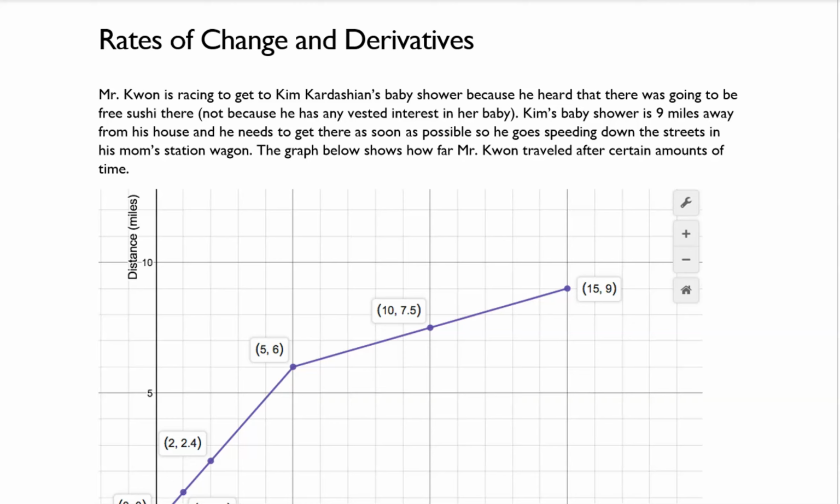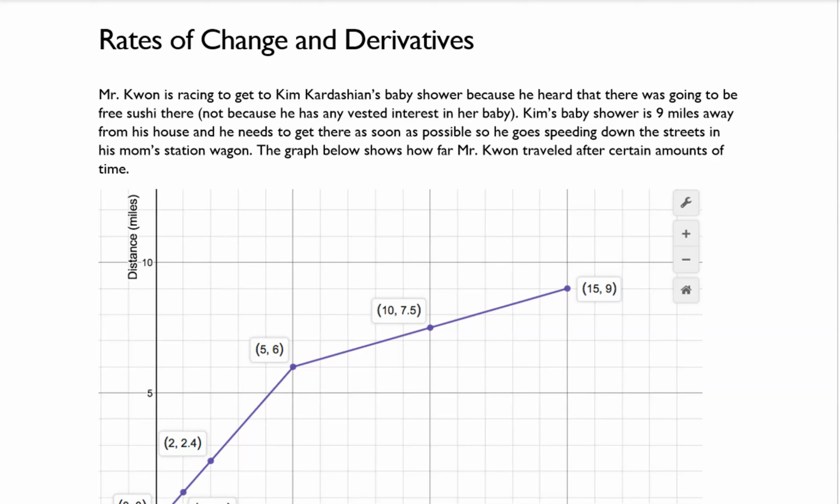Mr. Kwan is racing to get to Kim Kardashian's baby shower because he heard that there is going to be free sushi there, not because he has any vested interest in her baby. Kim's baby shower is 9 miles away from his house, and he needs to get there as soon as possible, so he goes speeding down the streets in his mom's station wagon.